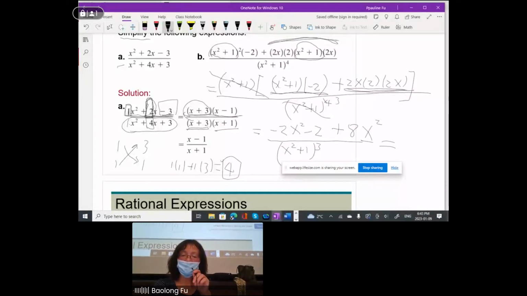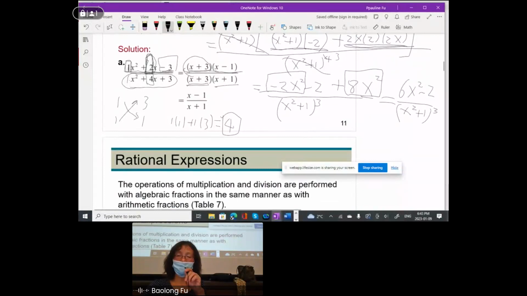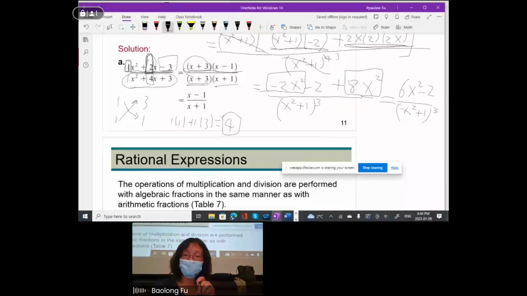And now continue, collect like terms, minus 2 plus 8. It is positive 6x squared minus 2. On the bottom, you have this one. Okay, so this is the final result. If you want to simplify further, maybe you can take 2 out and put it in this form.